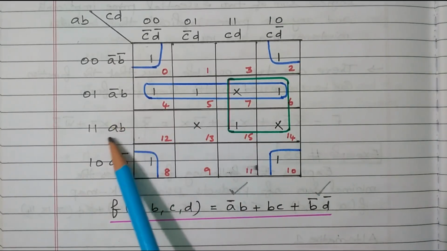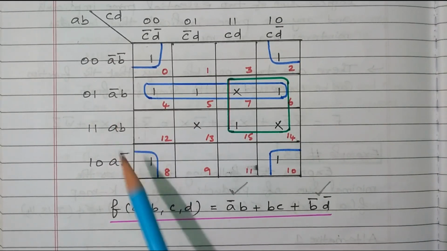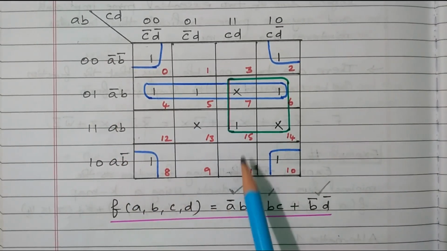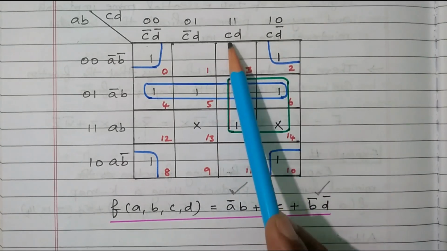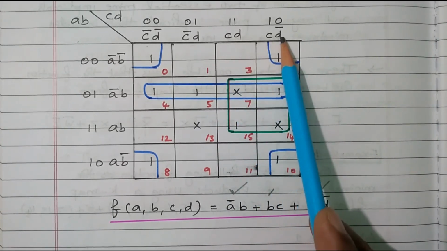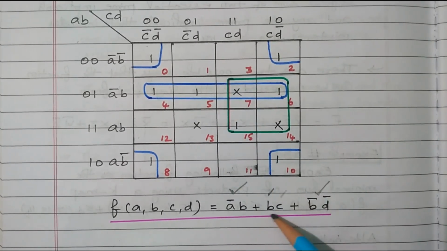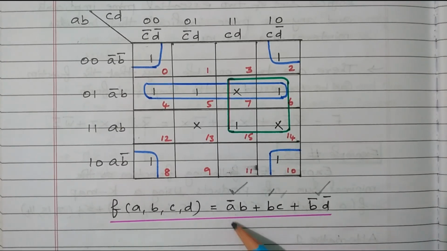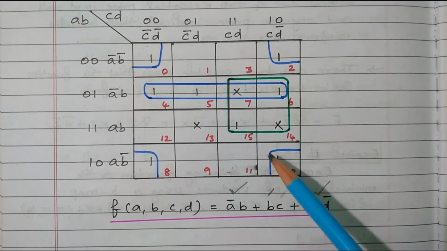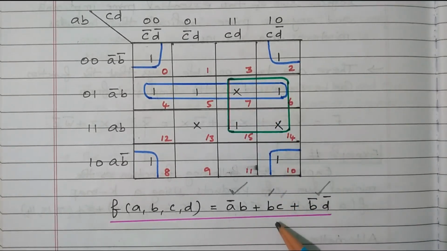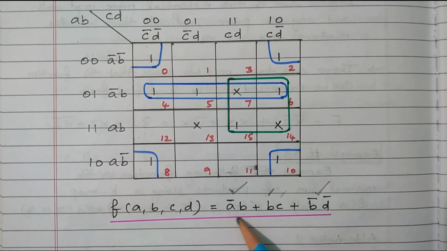In the second row and third row, what is available? A bar, B, A, B. So A bar, A cancel, only we have B. Similarly, third column and fourth column, C, D bar, C, D. So D bar got cancelled, only we have C. That is BC. Okay, that is the only change. These two terms are already available in the alternate method 1 also. Only this third grouping is different. In that, what we got? BC, right? So the final value is A bar B plus BC plus B bar D bar. So this is the second alternate method.